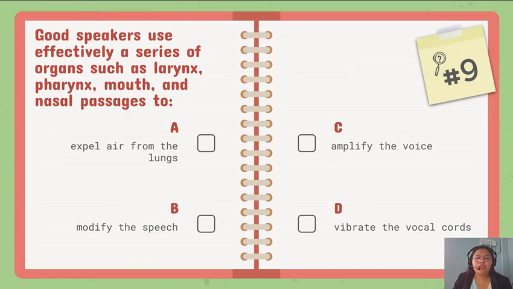Number 9. Good speakers use effectively a series of organs such as larynx, pharynx, mouth, and nasal passages to A. Expel air from the lungs, B. Modify the speech, C. Amplify the voice, or D. Vibrate the vocal cords. The correct answer is C. To amplify the voice. The aforementioned organs, when used together, help the speaker modulate his or her voice as he or she speaks.